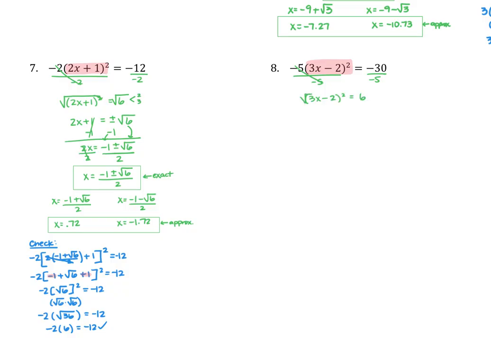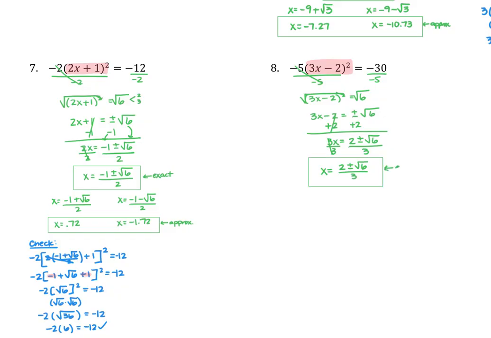Squared term isolated, I'm ready to take the square root. If I plug square root of 6 in my calculator, it doesn't come out nicely, and it doesn't simplify with this factor tree. So I just add my plus or minus and keep the radical 6. Then I'm ready to add 2 to both sides. I get 3x equals 2 plus or minus the square root of 6. Last step, divide the entire thing by 3. So my exact answer is 2 plus or minus the square root of 6 divided by 3.